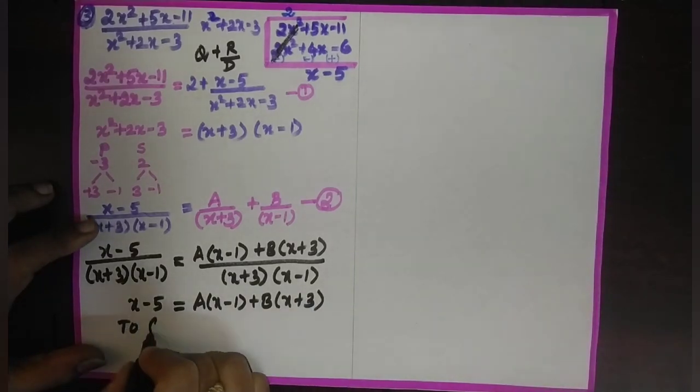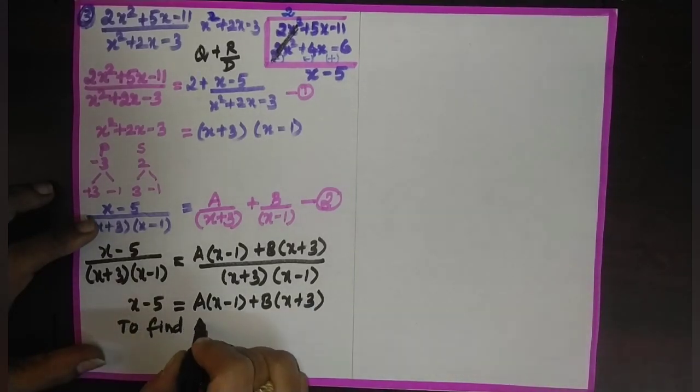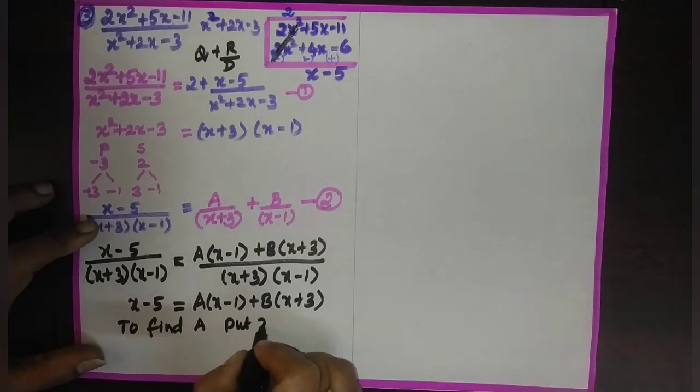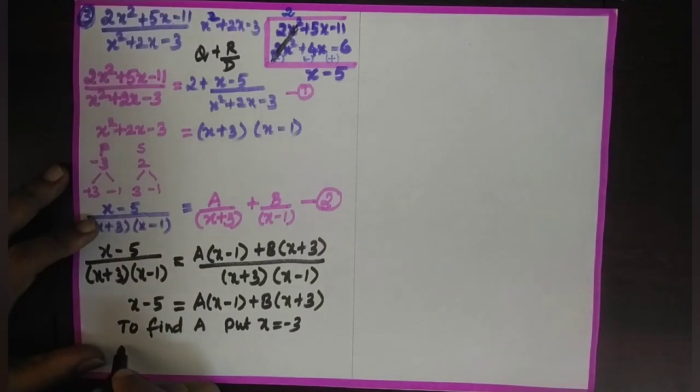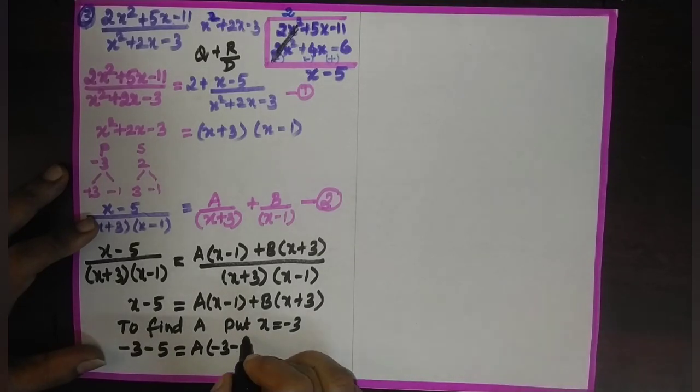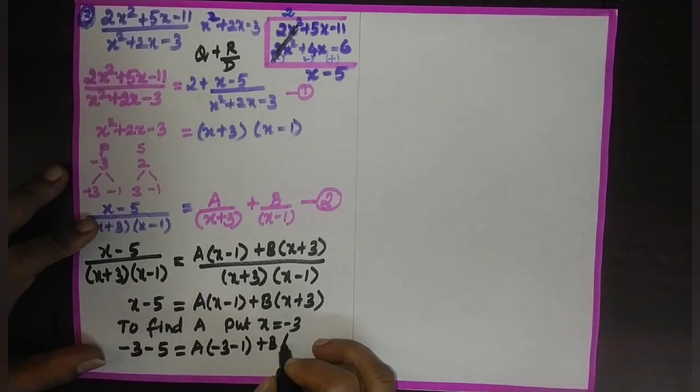To find a, put x equal to minus 3. Why I am substituting x as minus 3 means the second term will become 0. In that case, we need to select the x value as minus 3. Then we get minus 3 minus 5, a into minus 3 minus 1 plus b into minus 3 plus 3.